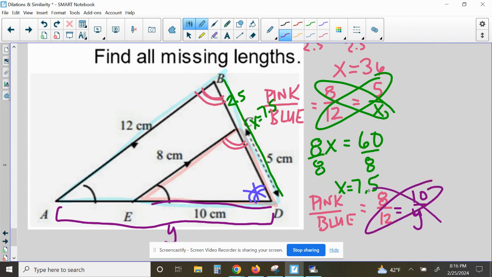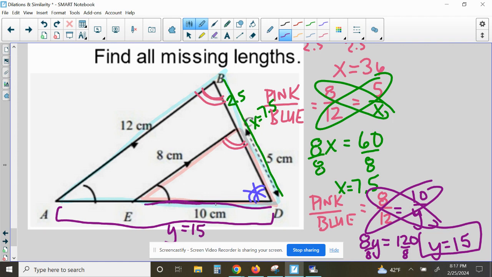Okay, we've got to crisscross multiply. So we're going to end up with 8y equals 12 times 10, which is 120. And we need to divide both sides by 8. So 120 divided by 8. We're going to get y to equal 15. So that means this whole side is 15. And so obviously if this part of it is 10, that means from here to here has to be 5.